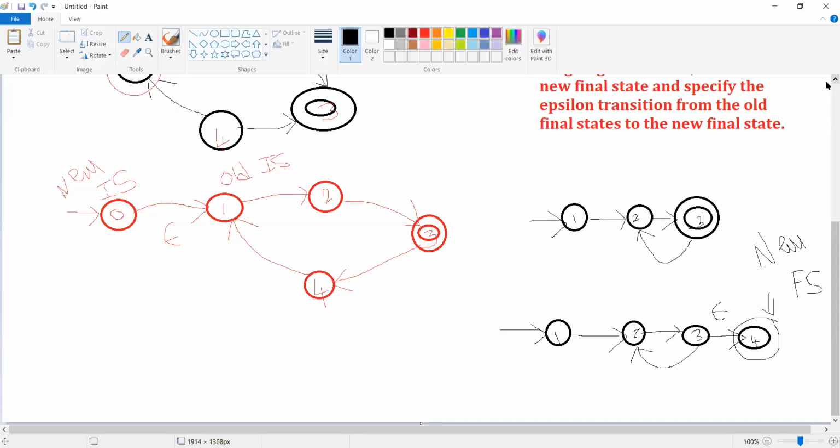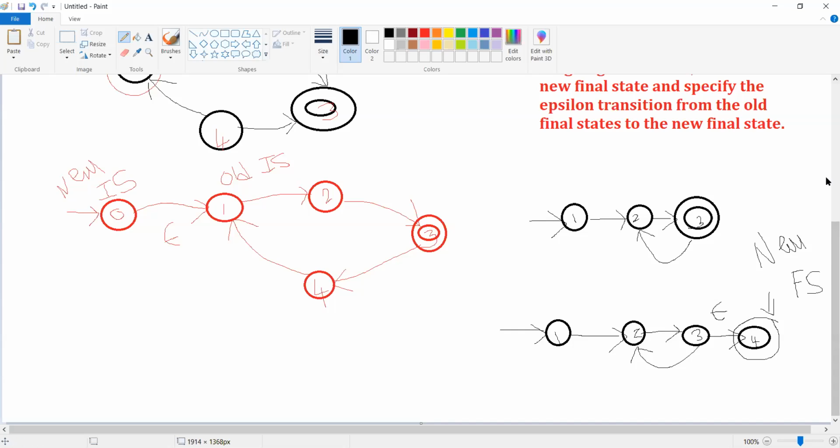Okay. Before we start the state elimination method, please remember that we need to make some modifications to our diagram. So what are the modifications? The first one says that if our initial state has any outgoing transitions, then we need to introduce a new initial state, and from that new initial state to the old initial state, we need to specify the epsilon transition. That is the first rule.